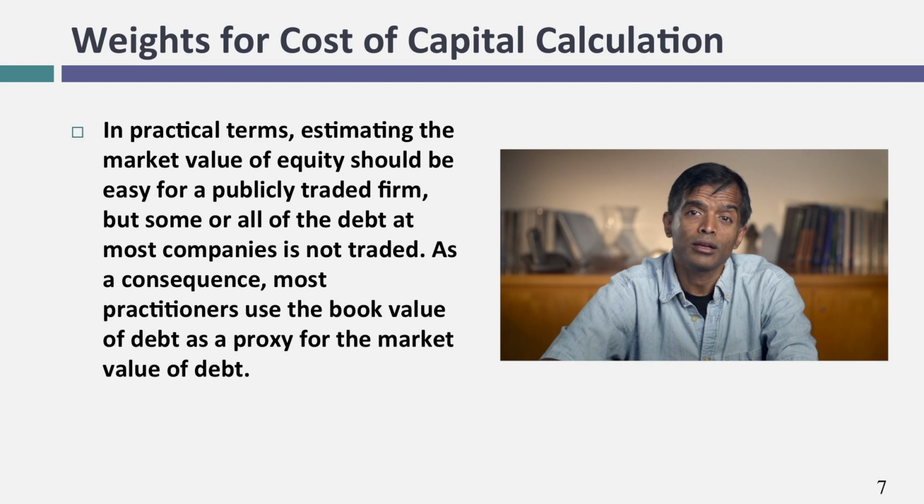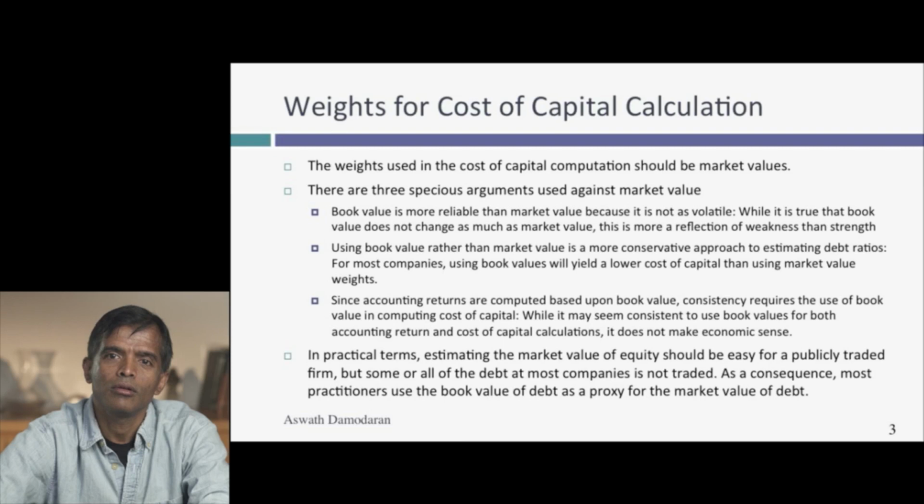So what most bankers and most analysts often tend to do is use book value of debt as a proxy for market value of debt while using market value of equity in their cost of capital weights. I think it's not only inconsistent, it's unnecessary. You can estimate the market value of debt relatively simply. And let me use Disney to illustrate this point.